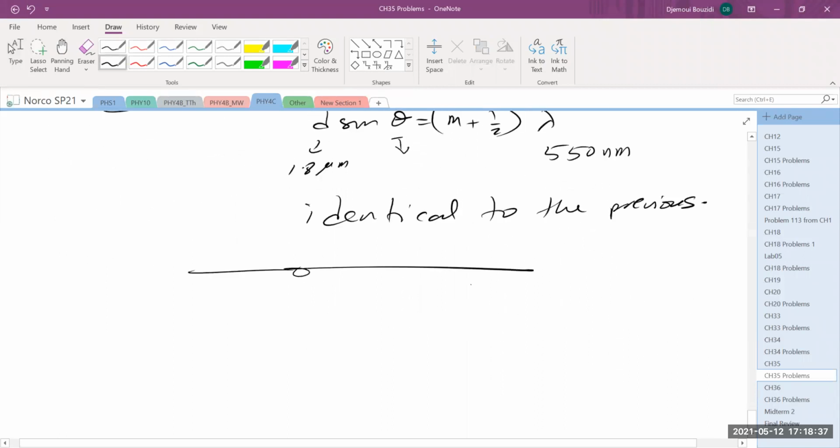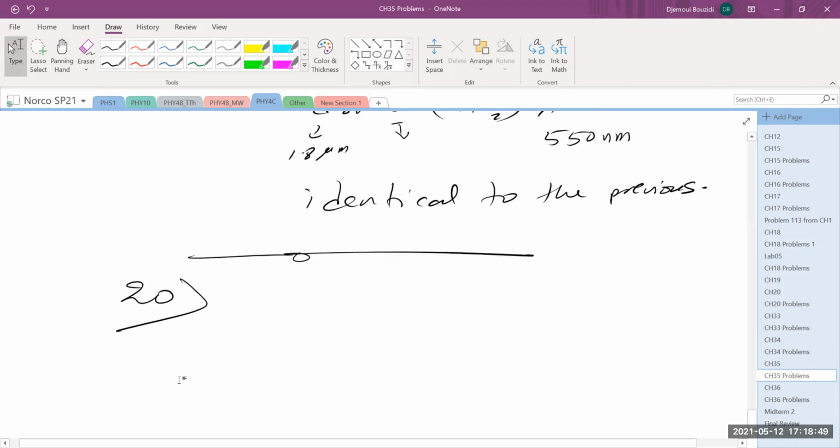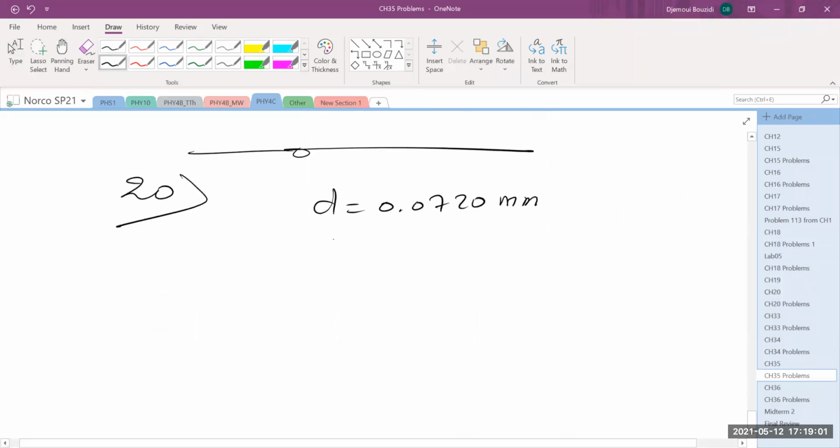Problem 20, we get the time. For problem 20, it says you have two slits spaced 0.0720 millimeter apart. So they gave us d in here. And R, 80 centimeters from the screen. So they gave us R to be 0.800 meters. The extra two zeros are just for the sig figs.